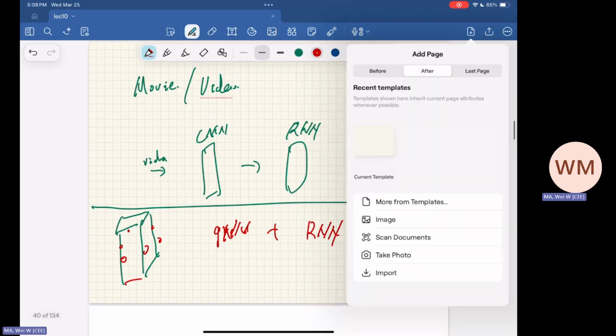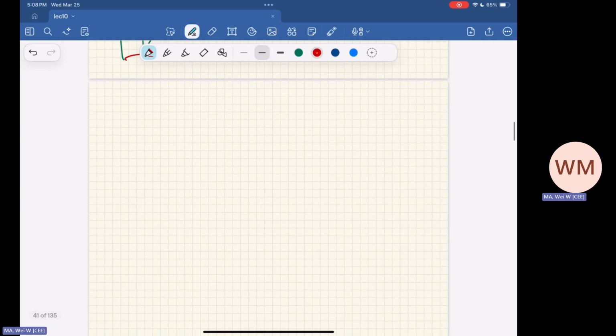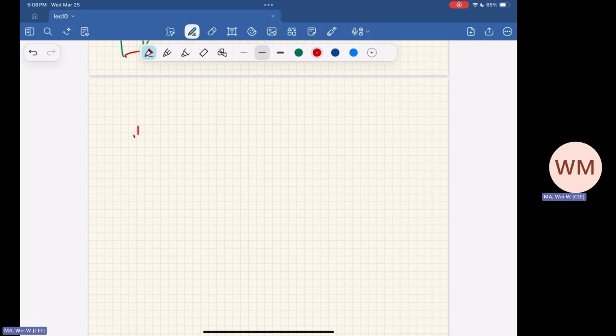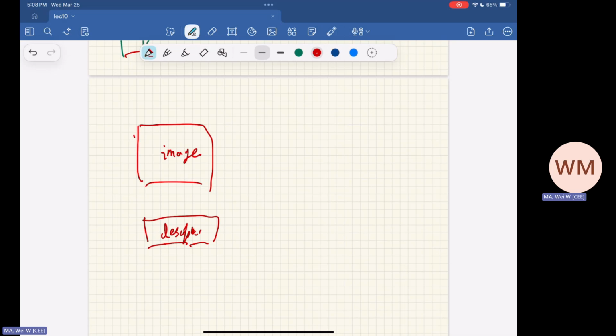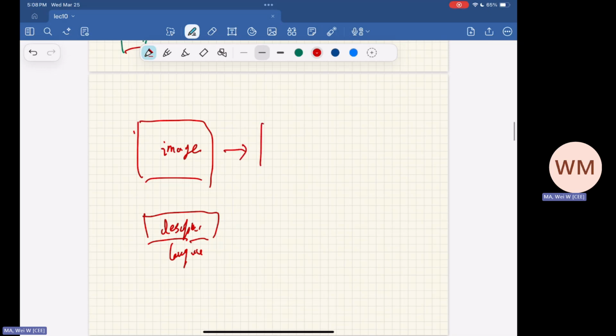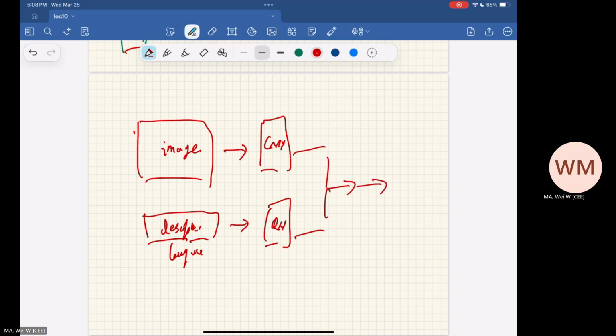Then let's talk about a more complicated one. Say for example, I have an image, and then I have some description of the image. Description data is language, right? Language is sequence data. Image is image data. So what I can do is put the image into a CNN first, put the language into an RNN first, and later combine them together to output.